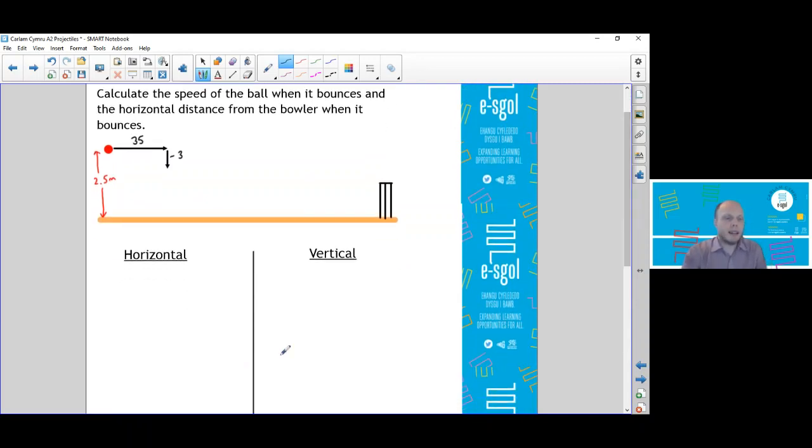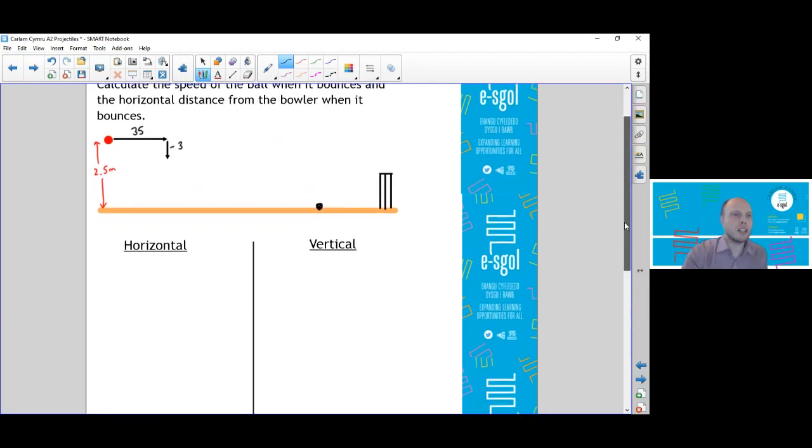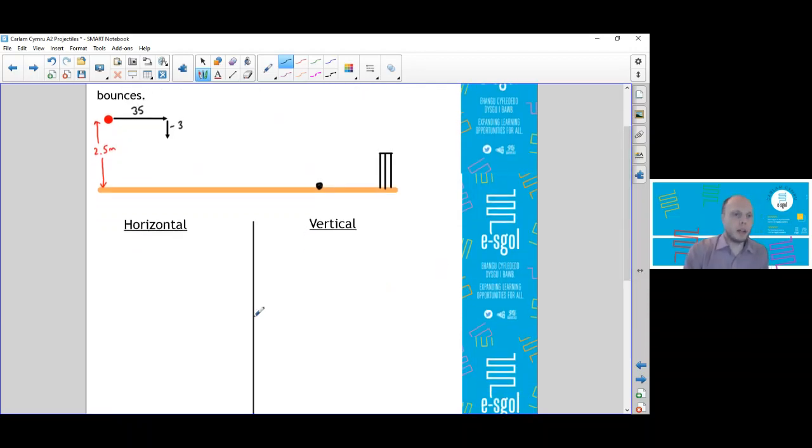Okay. We're going to calculate the speed of the ball when it bounces. So we assume then it's going to bounce over here somewhere. Okay. And the horizontal distance when it bounces. So how far down the pitch before it bounces. So that's almost like the range, if you like. Okay. So what do we know?